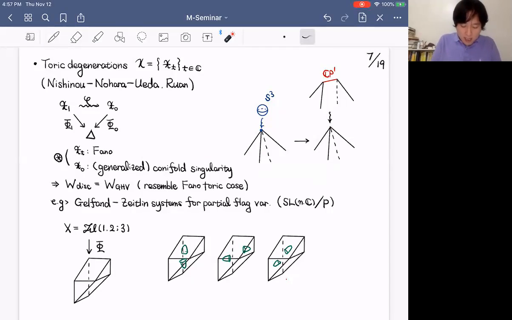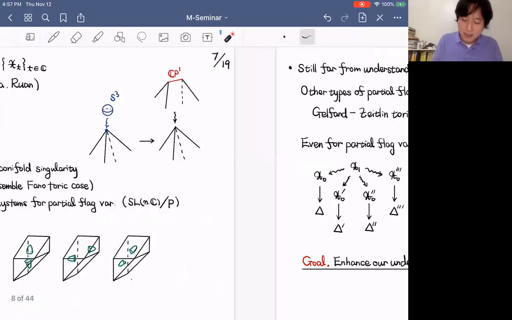And using this framework, they study the Gelfand-Zetlin system for the type A partial flag variety. So, for instance, in the Fl(1,2,3) case, there is a toric degeneration to the toric variety associated to it. And as you can see, we have the 6 facets of this polytope. And then there are actually 6 Maslov 2 holomorphic disks. Therefore, our potential function consists of 6 terms. So that's what Nishinou, Nohara and Ueda studied.